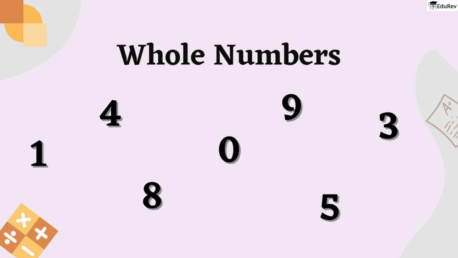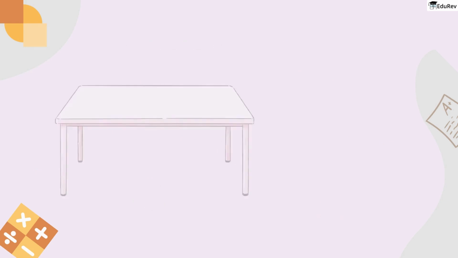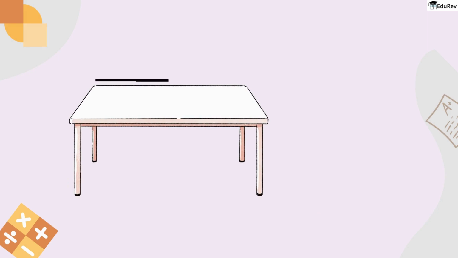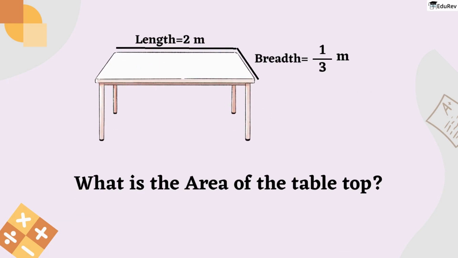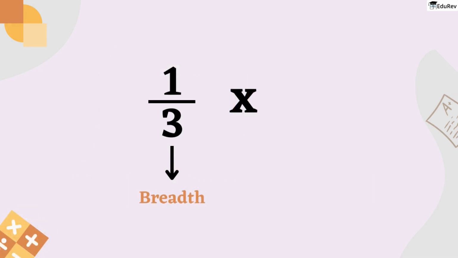You all know what whole numbers are. Let's say you have to calculate the area of the tabletop. The length of the tabletop is 2 meters and the breadth is 1 by 3 meters. What is the area of the tabletop? To find the area, we will multiply the fraction 1 by 3 by the whole number 2.